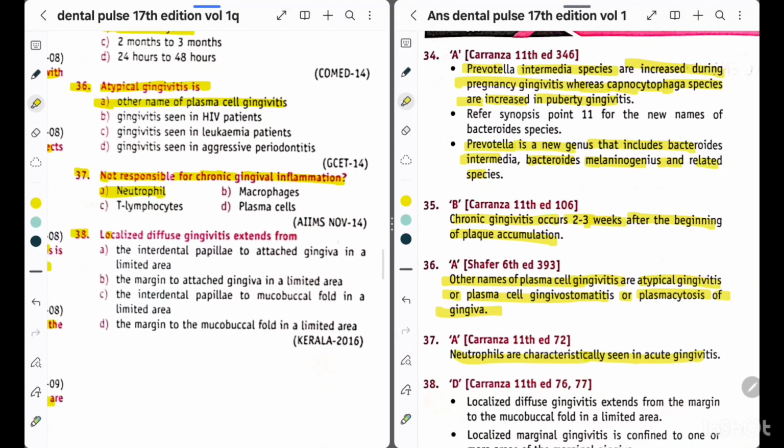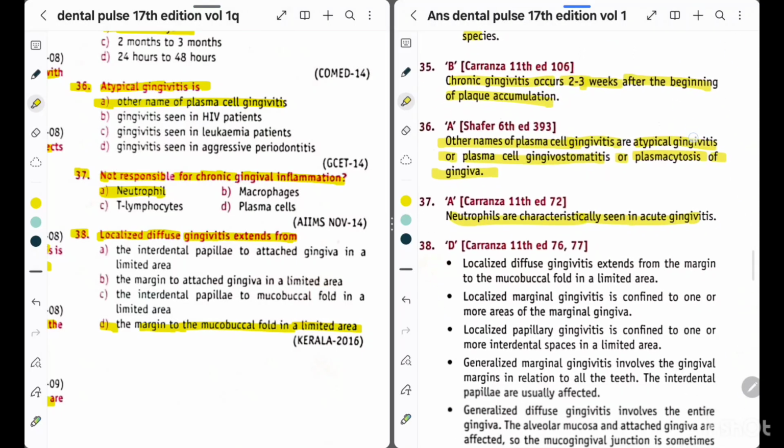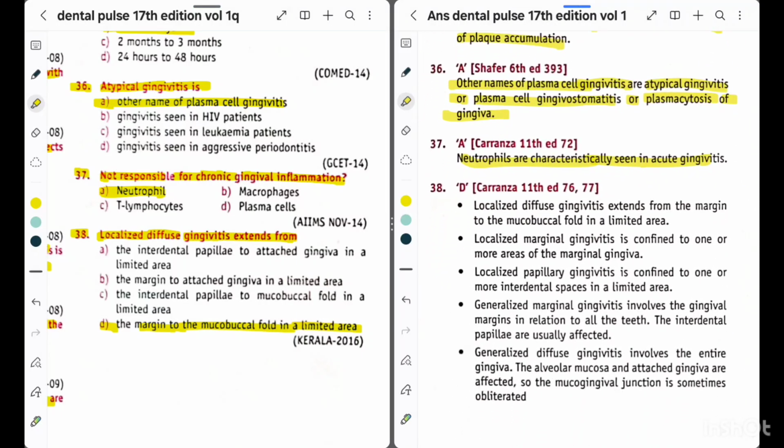Okay. Question 38. Localized diffuse gingivitis extends from. Option A, the interdental papilla to attached gingiva in a limited area. Option B, the margin to attached gingiva in a limited area. Option C, the interdental papilla to mucobuccal fold in a limited area. Or option D, the margins to the mucobuccal fold in a limited area. So the answer is option D, the margins to the mucobuccal fold in a limited area. Localized diffuse gingivitis extends from the margins to the mucobuccal fold in a limited area.